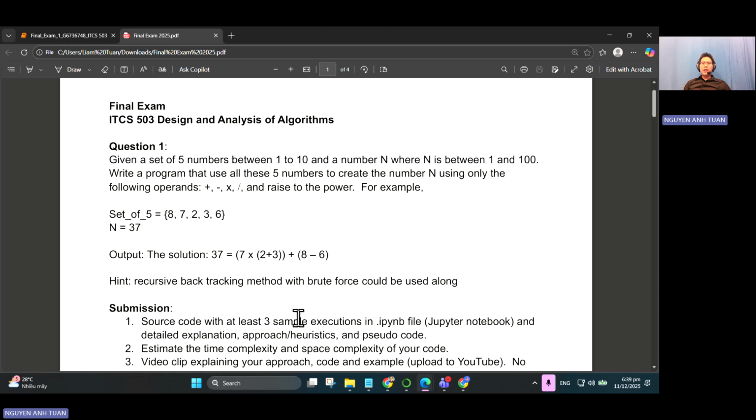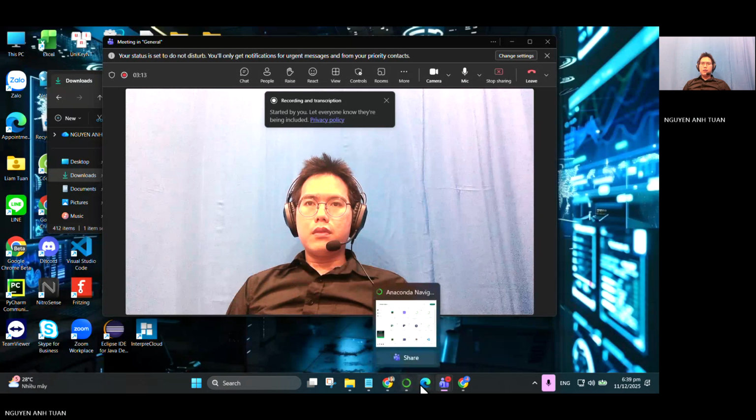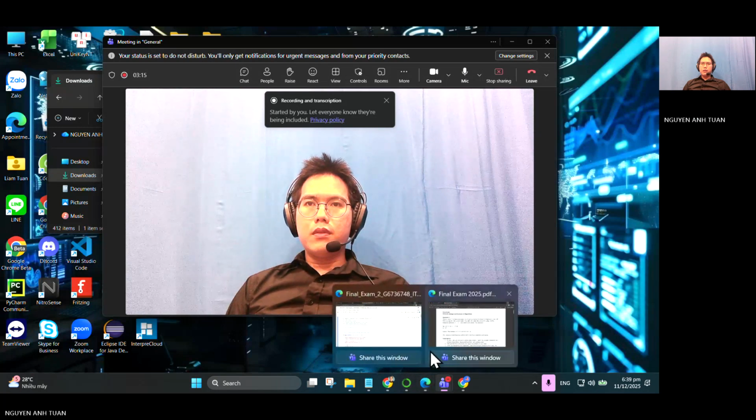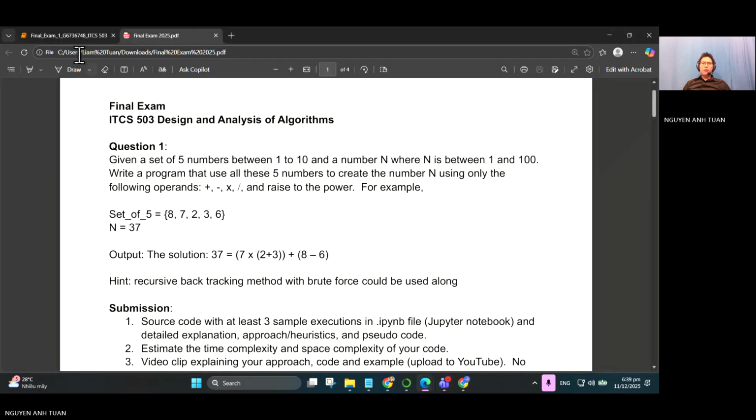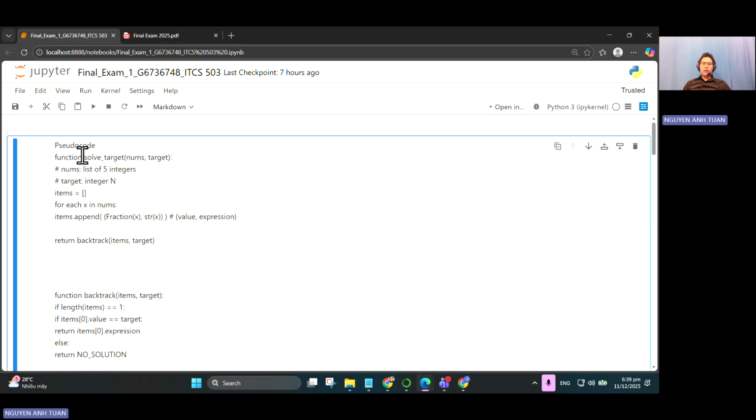The assignment suggests using recursive backtracking with brute force, and that is exactly the approach I implement in this notebook. So my main function is called the solve target number function.